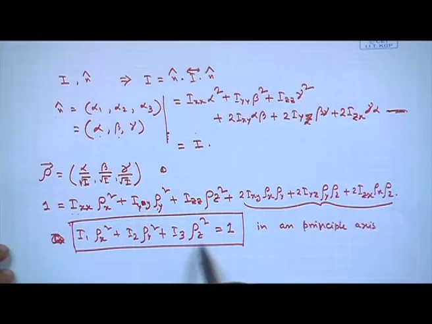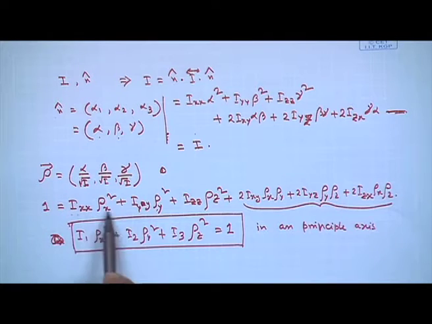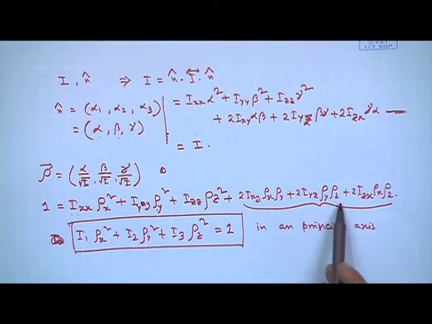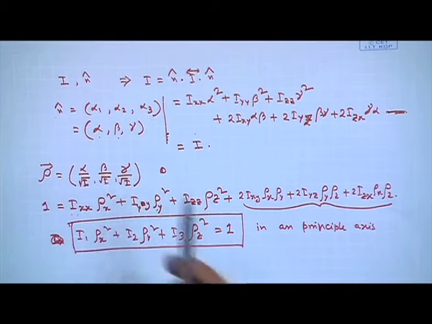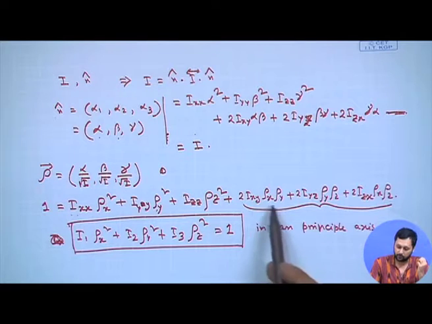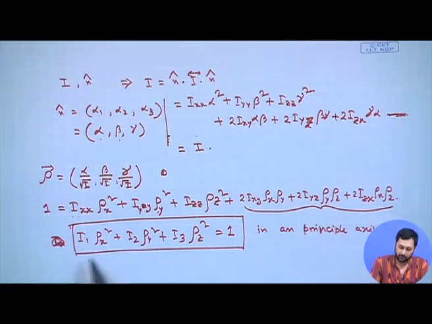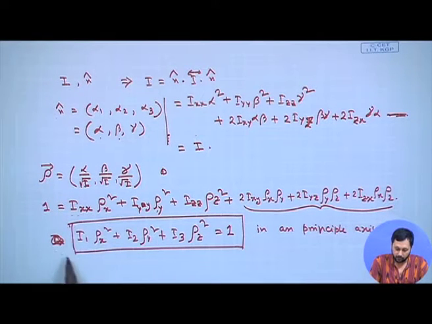We continue our discussion on the principal ellipsoid of inertia. So we got an equation which is this for any arbitrary direction. What happens is when this alpha, beta and gamma represents the direction of a principal axis, where the I xy, I yz, all the non-diagonal terms vanish. That's where the equation reduces to this particular form.